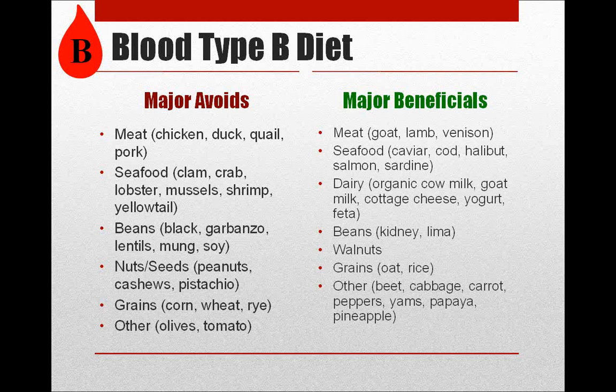So walnuts are their beneficial nut. A lot of the nuts don't work so well with the bees. And then the cabbage, again, fermented. We're talking about different things there. So, okay, let's go to the next one.